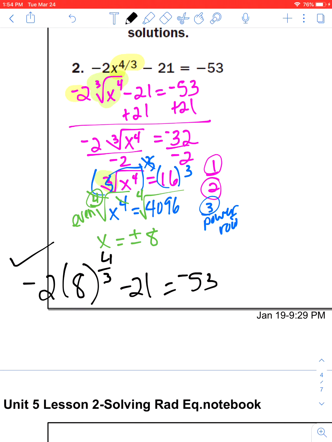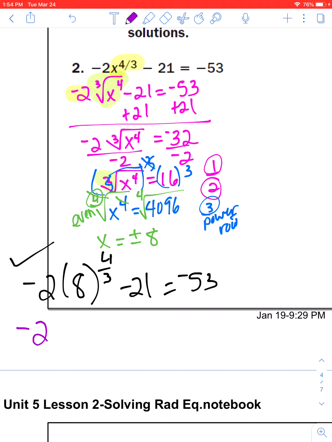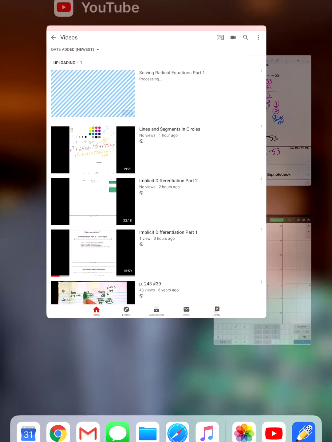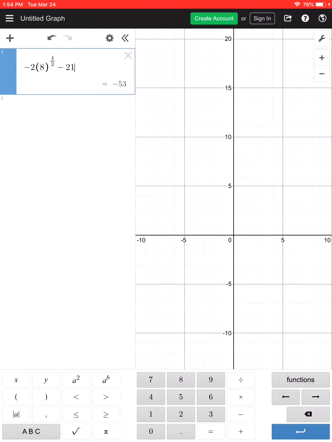Now I need to check -8. So this is -2, -8 to the 4/3 minus 21. Let's see if that is equal to -53. And that's not what I want to do. I want to go to this one. All right, I'm just going to go, hopefully, there we go. I can just add the negative. And it's still -53. So both of them work.